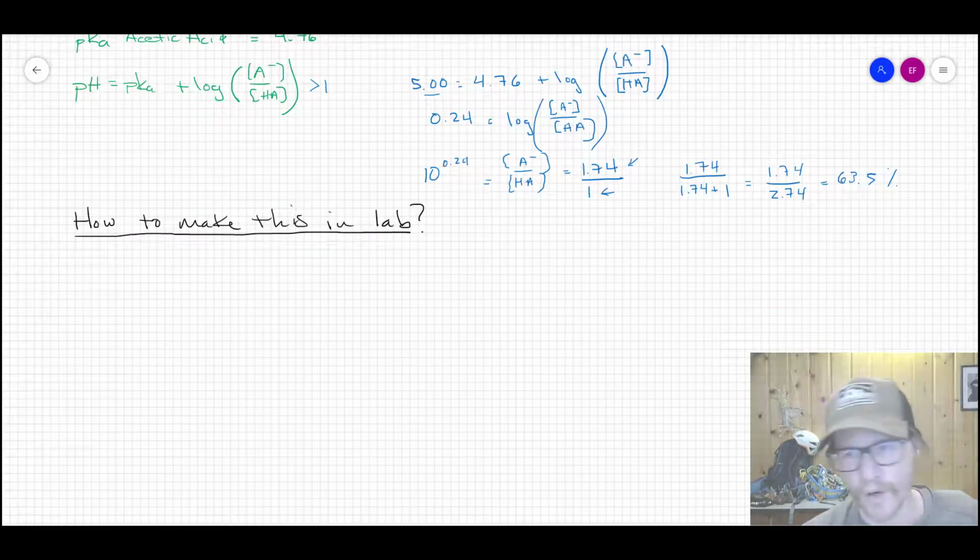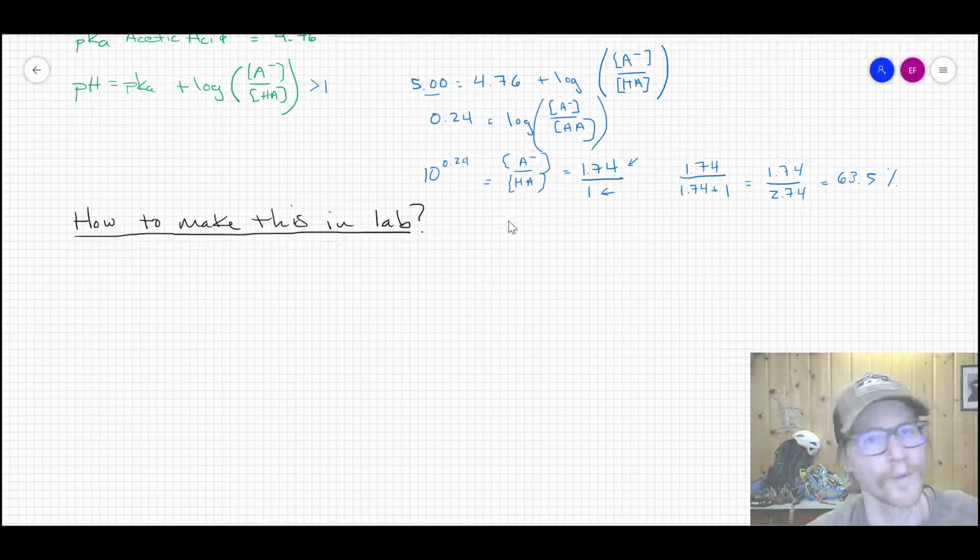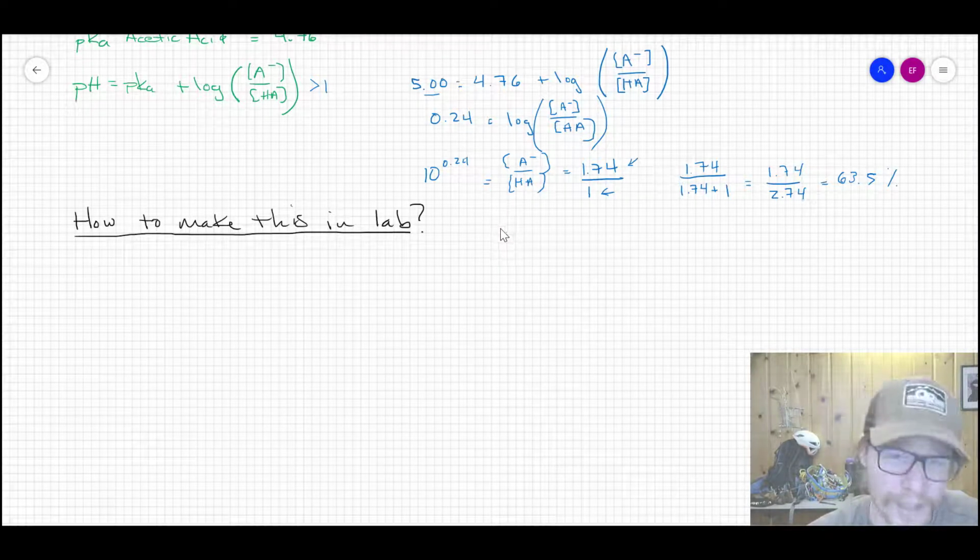So what we did just now was compute the ratio of base to acid, but that gives us really nothing with respect to how to practically make it in the lab. If we needed to make this in the lab, we'd have to have a little bit more information. We'd have to know what volume we need to make, and we'd also have to know what concentration we want the buffer to be at.